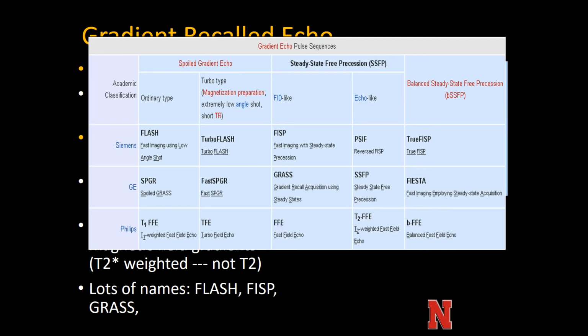Again, this is just showing you, like Philips will call them FFEs or balanced FFEs. GE calls some of them Grass. They'll call them Fiestas. Basically, if you see a funny name, Flash or whatever, and you have to guess, then guess that it's a GRE or a gradient echo pulse sequence.